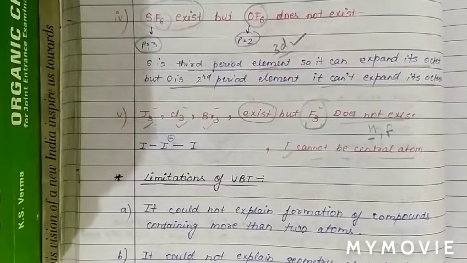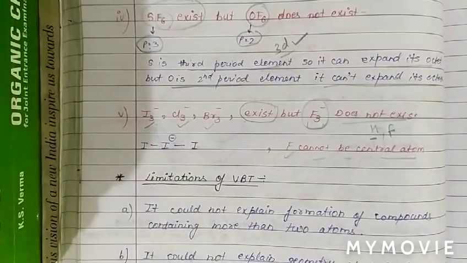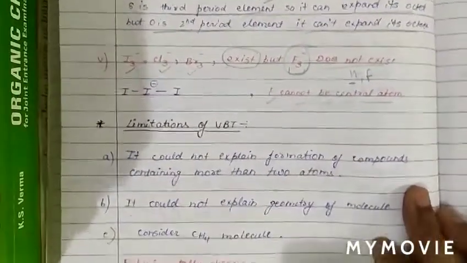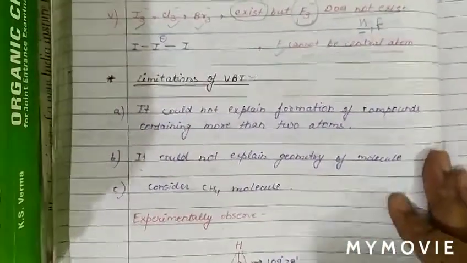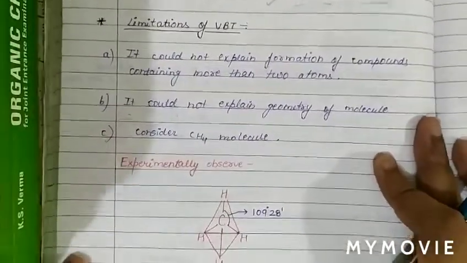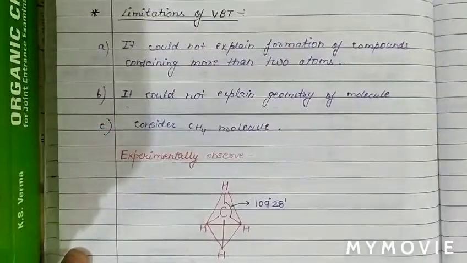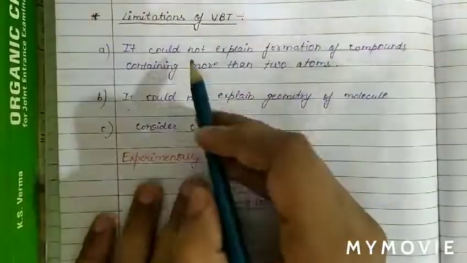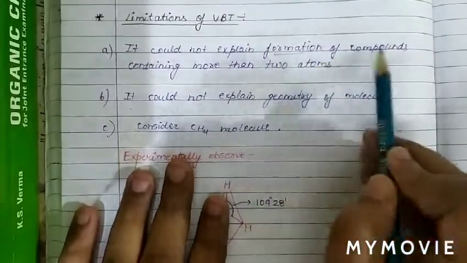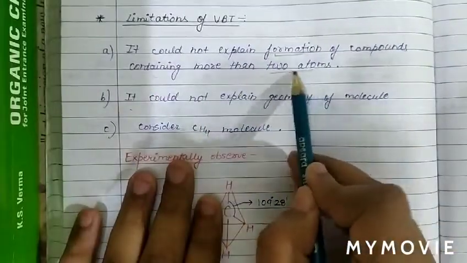Now we will discuss some limitations of VBT, valence bond theory. Our next topic is limitations of valence bond theory. What are the limitations of valence bond theory? The first limitation is that it could not explain the formation of compounds containing more than 2 atoms.